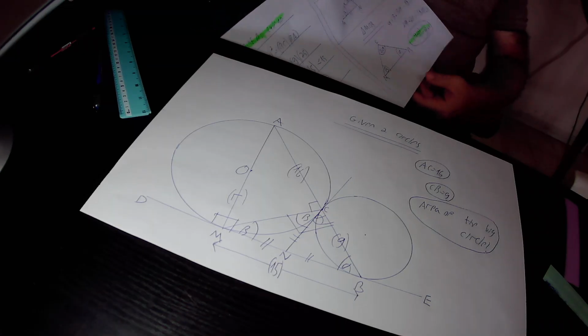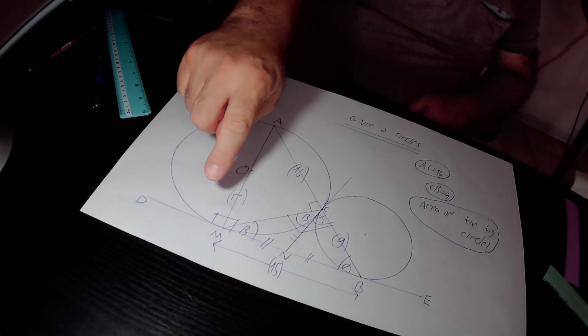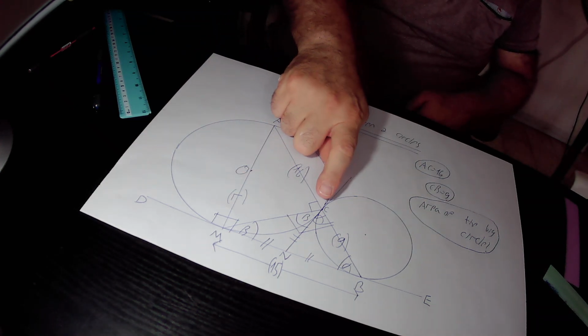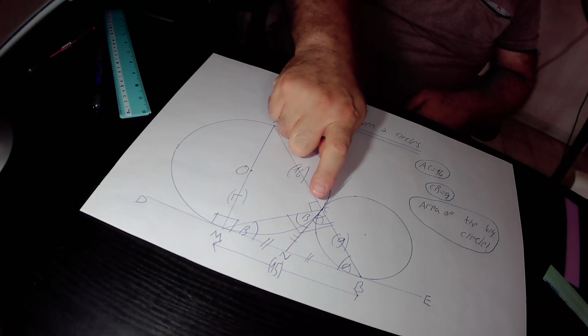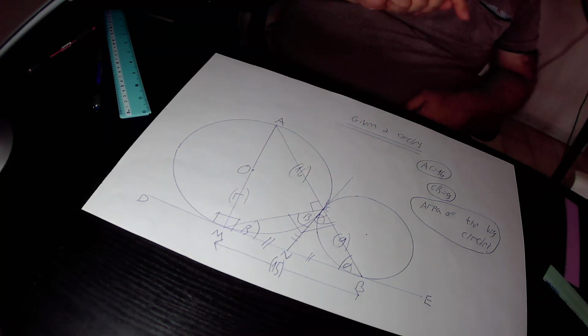So actually, angle MCB is equal to alpha plus beta, and alpha plus beta is a right angle. That is to say, angle MCB is a right angle.